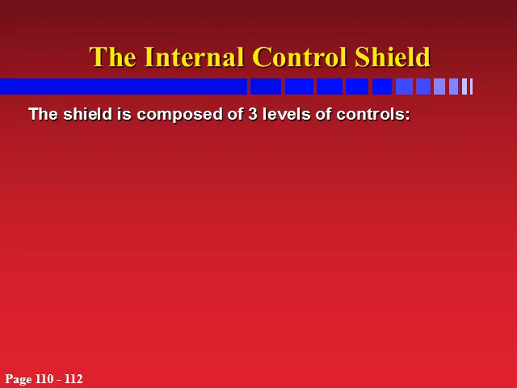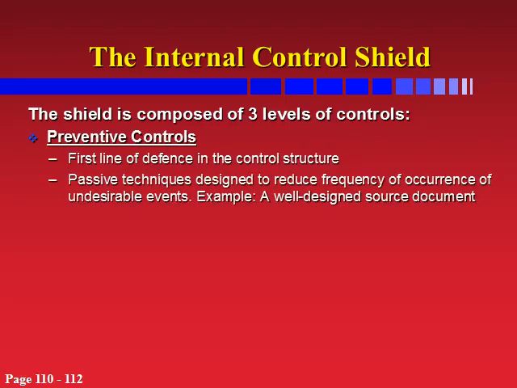We're going to look at these 3 levels in a little more detail. We start with preventive controls. Preventive controls are your first line of defense. They force compliance to prescribed procedures. Preventing errors and fraud is far more cost-effective than detecting and correcting the problems after they occur. The majority of such undesirable events can be blocked at this first level. An example of a preventive control is the use of a well-designed source document. When a source document is well designed, all required data is captured, therefore minimizing input errors.